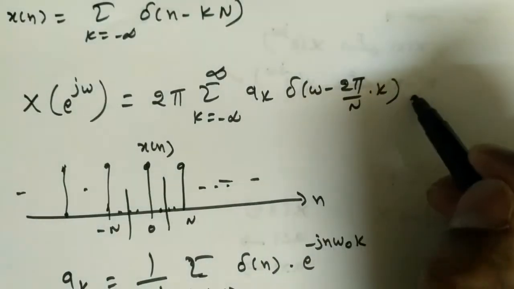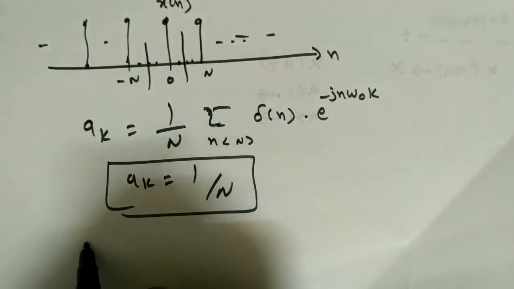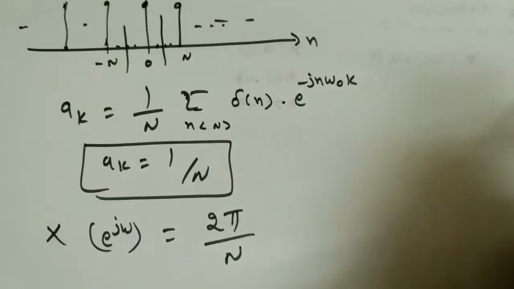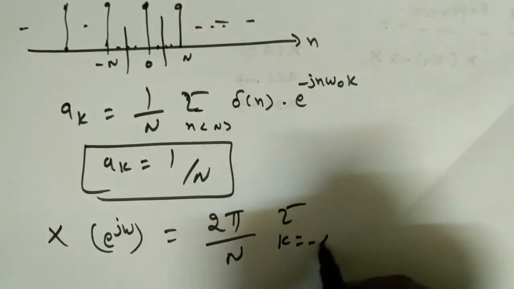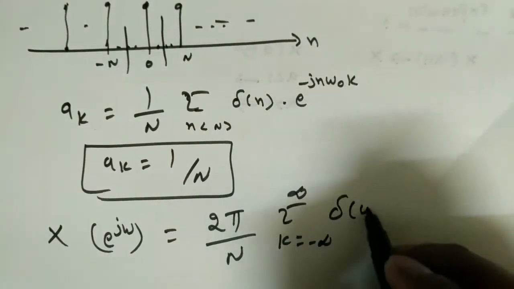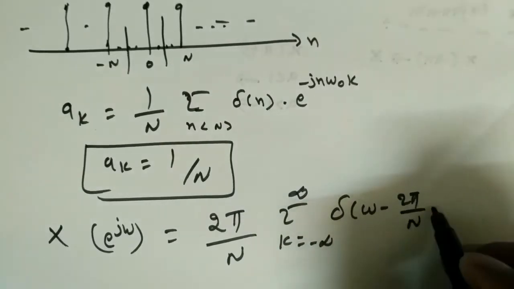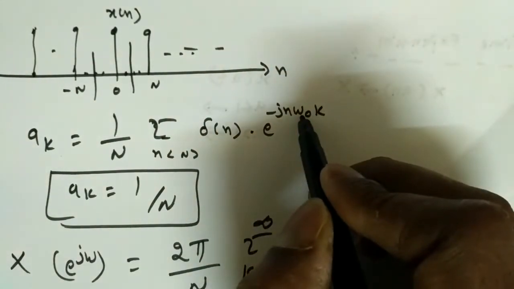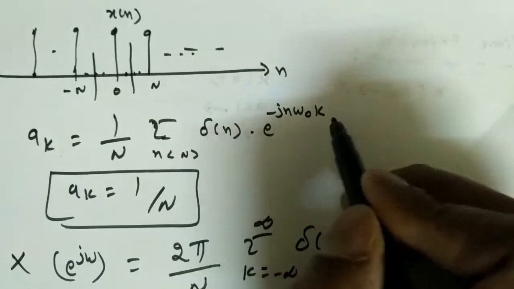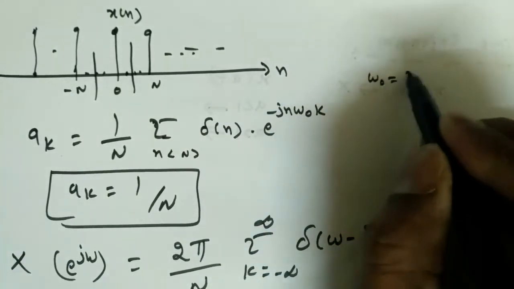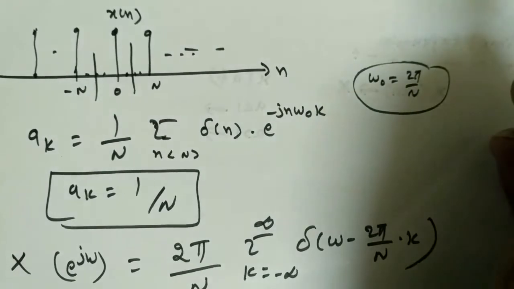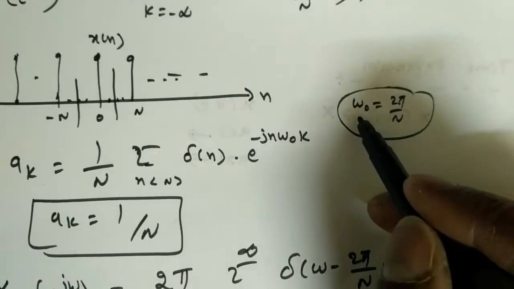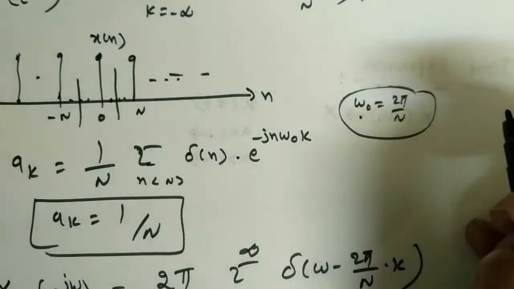So by this equation, we can write directly X(e^{jω}) = 2π by capital N into sigma k equal to minus infinity to infinity delta of ω minus 2π by N into k. Sometimes we can write directly ω0 equal to 2π by N here also. Once we know ω0 is equal to 2π by N, we can write whatever the question asks, depending on how the answer is mentioned in the question. We can either simply put ω0 or 2π by N.